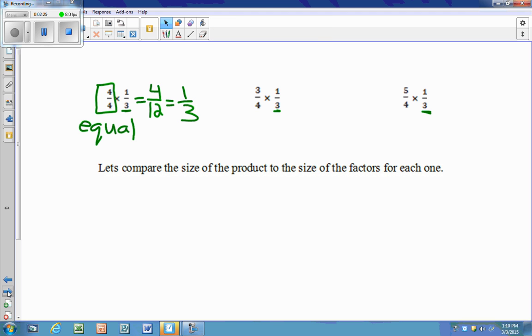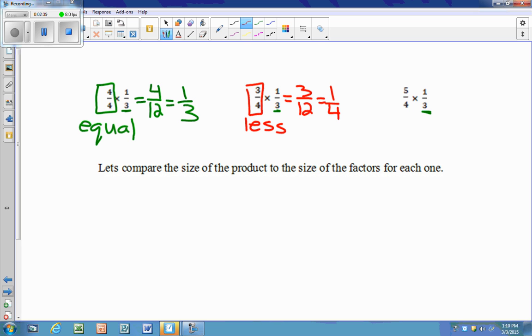When I look at 3/4, I see that this is less than 1, so I know my answer will be less than 1/3. And when I multiply it out and simplify, I end up with 1/4, and in fact, 1/4 is less than 1/3. When I look over here, I have 5/4, which is an improper fraction because the numerator is greater than the denominator. So I know that my answer will be greater than 1/3. And my answer will be 5/12.